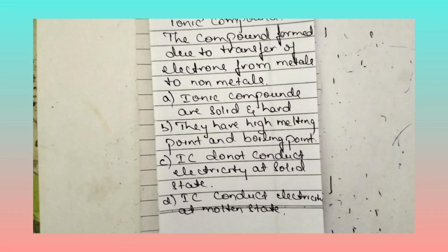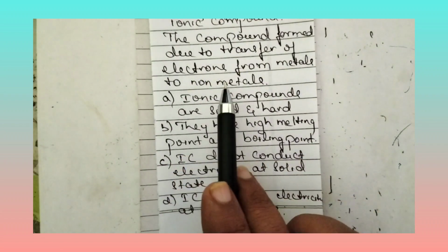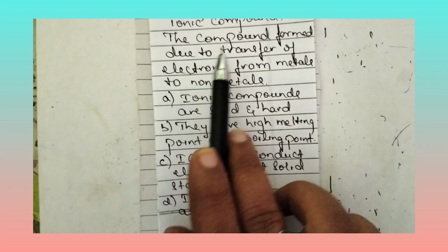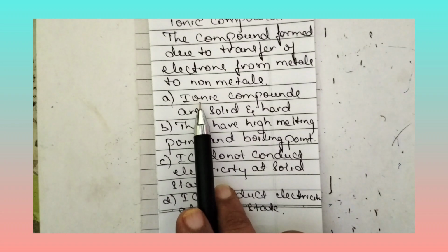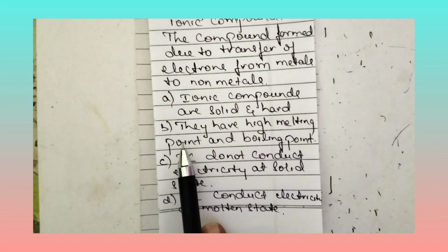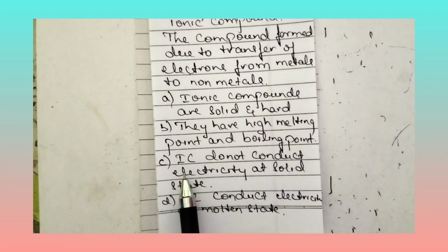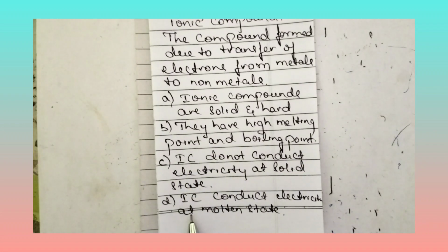What are ionic compound? The compound formed due to transfer of electrons from metals to non-metal. ಮೆಟಲ್ ನಿಂದ ನಾನ್ ಮೆಟಲ್ಗೆ ಎಲೆಕ್ಟ್ರಾನ್ ಟ್ರಾನ್ಸ್ಫರ್ ಆದರೆ ಒಂದು ಕಾಂಪೌಂಡ್ ಉಂಟಾಗುತ್ತೆ, ಅಯಾನಿಕ್ ಕಾಂಪೌಂಡ್. ಪ್ರಾಪರ್ಟೀಸ್: ionic compounds are solid and hard. Ionic compounds have high melting point and boiling point. Ionic compound do not conduct electricity at solid state. Ionic compound conduct electricity at molten state. So these are the properties of ionic compounds.